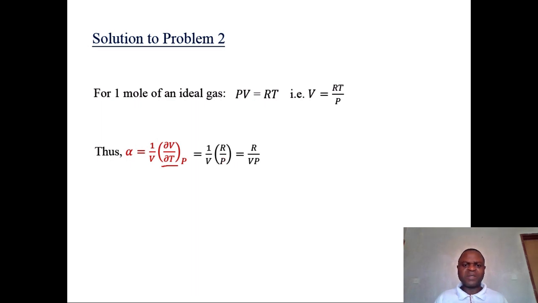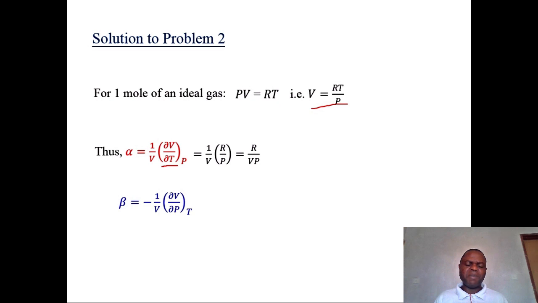Alpha is equal to 1 over V, and if we get partial V, partial T of this V, we get R over P. So it will be 1 over V times R over P, which is R over VP. That is our alpha.